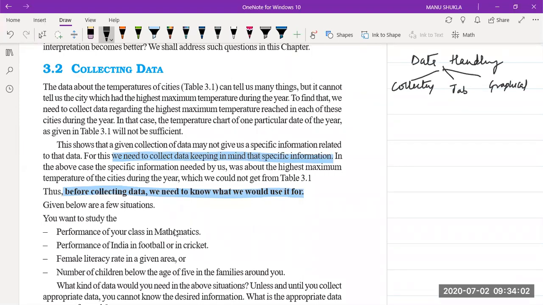Okay. So we are discussing first of all, what is collecting data. So we have to understand why we are collecting data. Then only we will be able to collect data properly. You can see over here, we need to collect data keeping in mind the specific information.